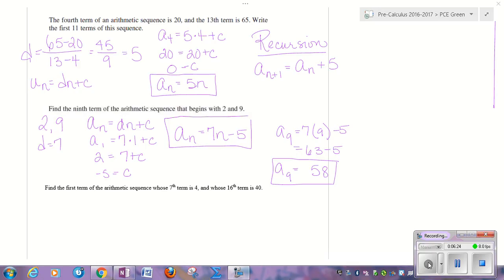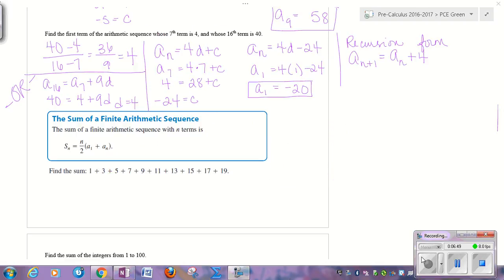Okay, now the next one says find the first term of the arithmetic sequence whose 7th term is 4 and 16th term is 40. So I want you to refer back to the question at the top of this page where it says the 4th term. It's the same process. You're going to go through finding the common difference, then write the general form, and then you're going to find the first term of the sequence in this case. All right, how'd you do on that one?